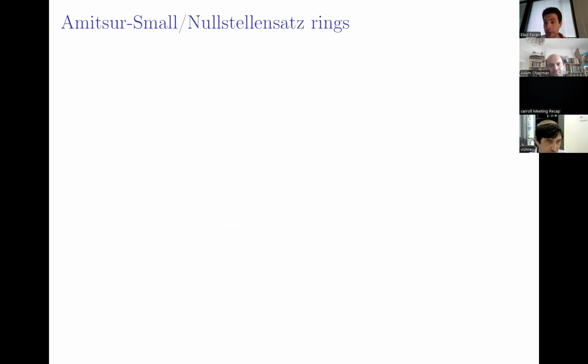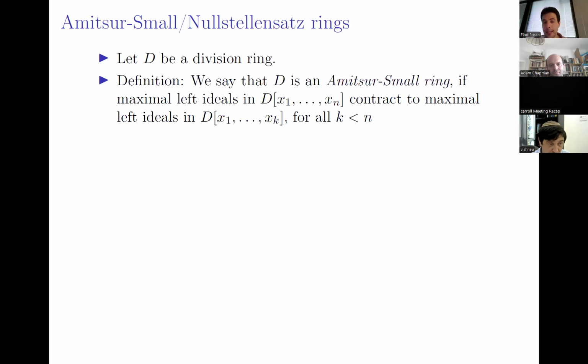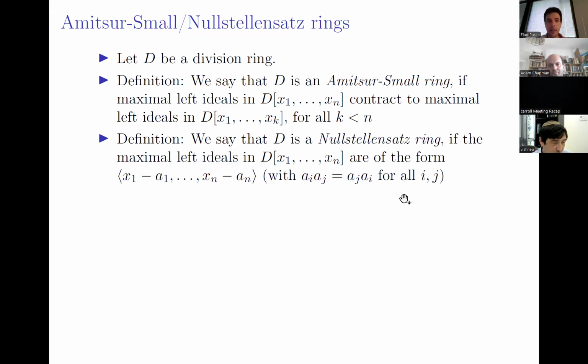This leads me to the following definition. Consider a division ring D. We should say that D is an Amitsur small ring if maximal left ideals contract to maximal left ideals for any k smaller than n. And on the other hand, we should say that D is a Nullstellensatz ring if the maximal left ideals in this ring correspond to points in the corresponding central affine space. So a Nullstellensatz ring is a ring that satisfies the conclusion of the weak Nullstellensatz.